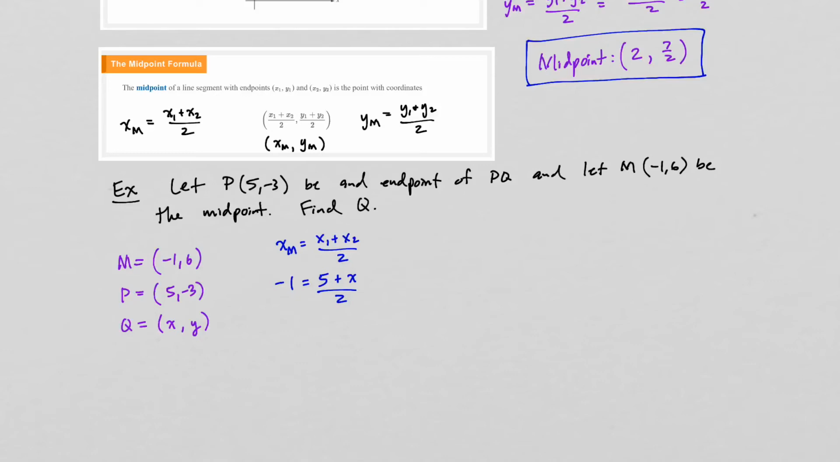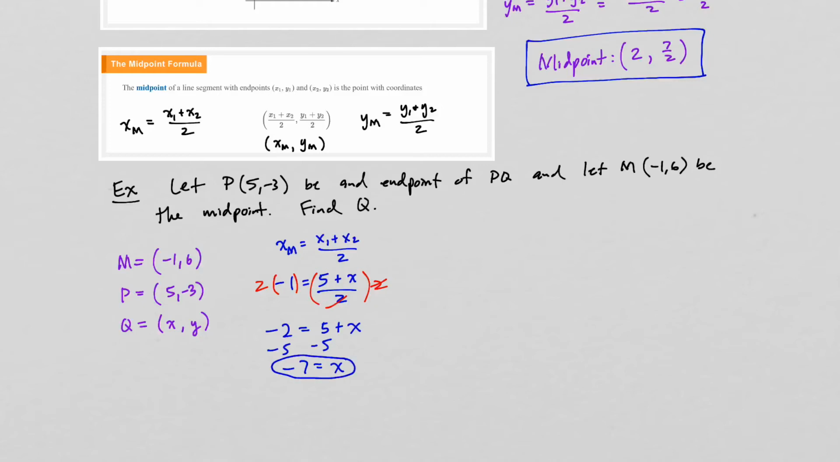And now what we need to do is solve for x. So what I can do to both sides is I can multiply by 2. Doing that gives us -2 equals 5 plus x, because here the 2's cancel. And then if we subtract 5 from both sides, we get -7 is equal to x. So this is the x-coordinate of Q.